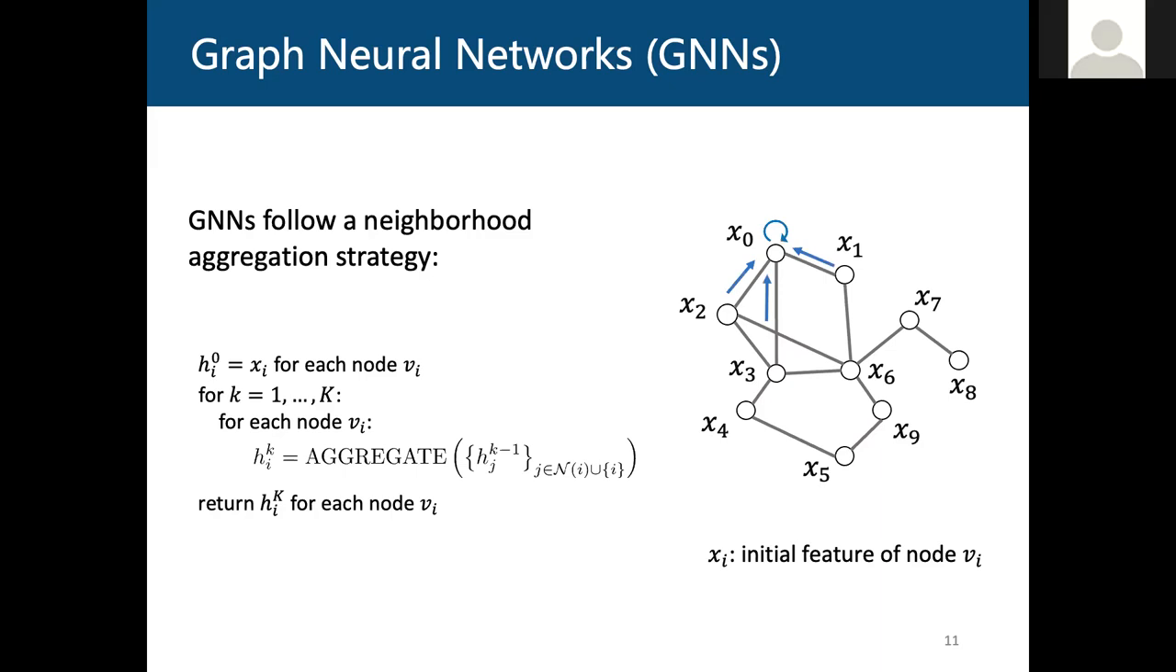Typical GNNs follow a neighborhood aggregation strategy. Here we use h_i^k to denote the hidden state of node i in iteration k. This hidden state is initialized as x_i, which is the initial feature of node v_i. Then we repeat this iteration for big K times. In each iteration, for each node v_i, we use an aggregate function to aggregate the information of its neighbors and itself. Here you can see that we aggregate this set h_j^(k-1), where j goes over the set of i's neighbors and i itself. This aggregated result is set as the hidden state of node i for the next iteration. After K iterations, we obtain this h_i^K for each node i, which is returned as the final node embeddings.